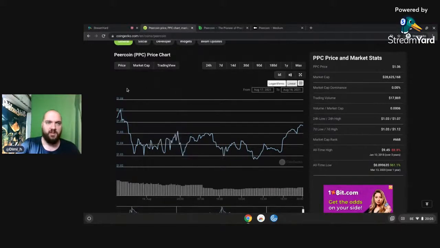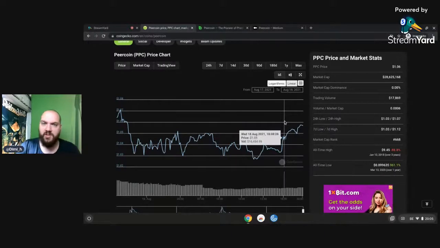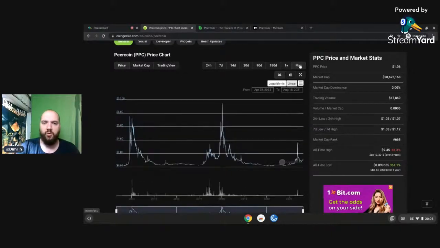So this is in the last 24 hours. It seems relatively stable, seems to be slightly increasing in value, going towards 1.06 US dollars. However, like I said, I'm more interested in the entire run. And from what I can see here, April 28, 2013, listed on CoinGecko.